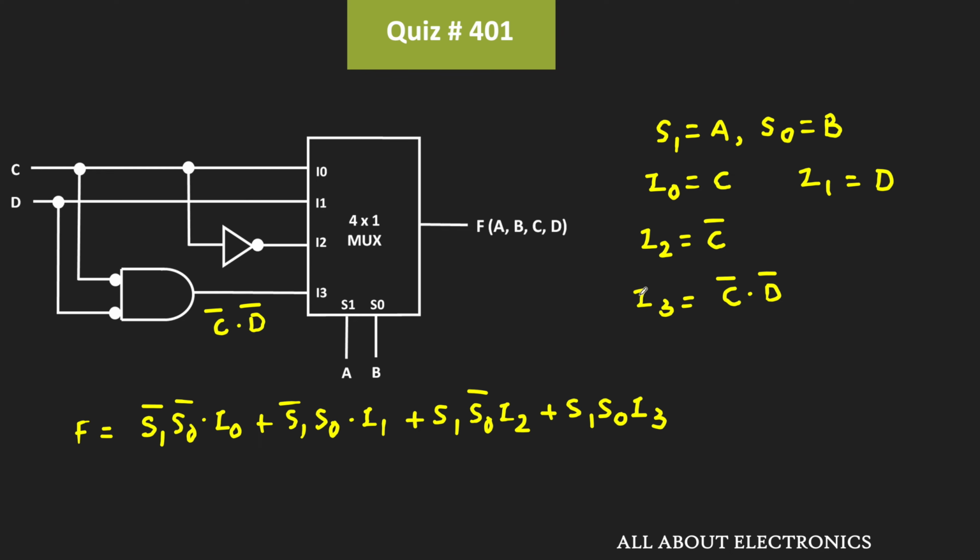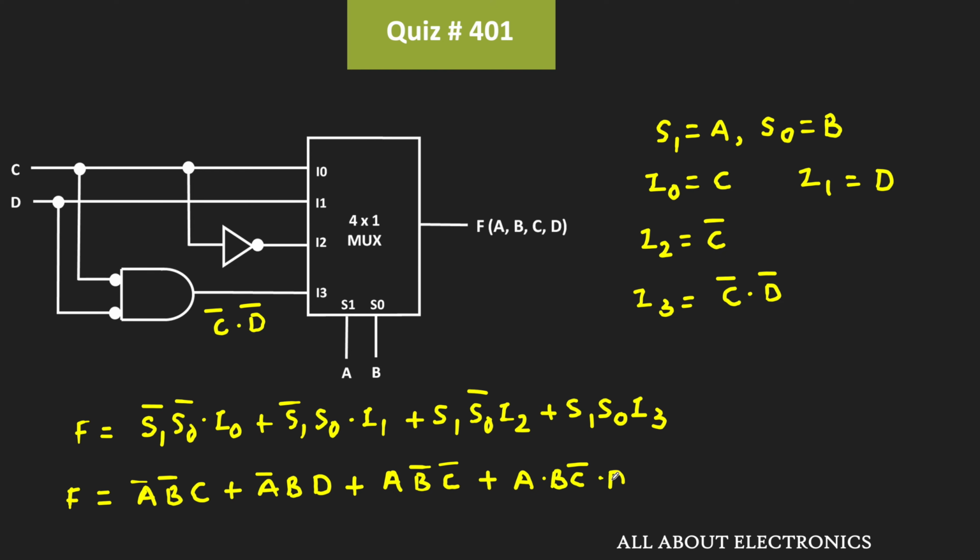So now let us put the values of this S1, S0 and all the inputs in this expression. That means now this function F is equal to A bar dot B bar dot C plus A bar dot B dot D plus A dot B bar dot C bar plus A dot B dot C bar dot D bar. So in this way we got the logical expression in terms of the variables A, B, C and D.